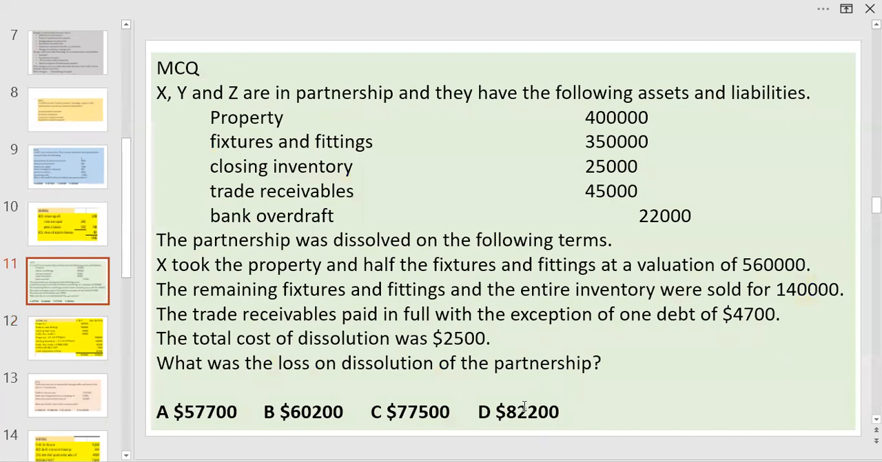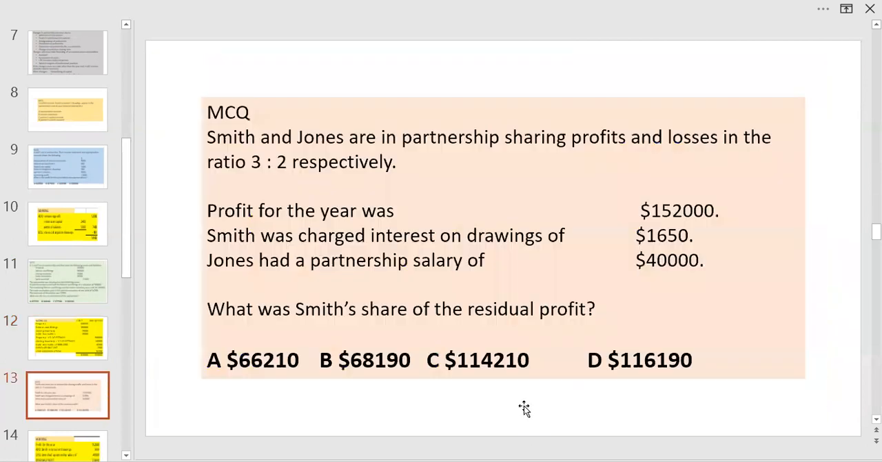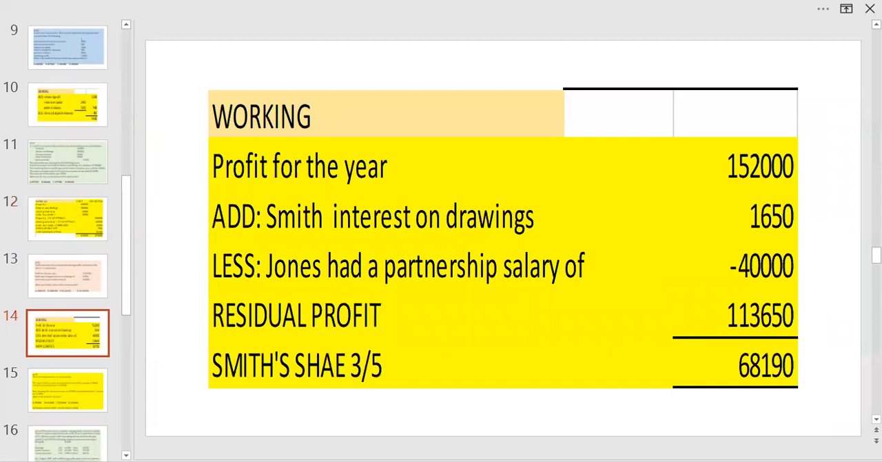Next question: Smith and Jones are in partnership and their profit sharing ratio is given. Profit before apportionment is given. Apportionment details are also given. Interest on drawings is added. Salaries to a partner are deducted. Therefore, the residual profit is 113,650. Three-fifths of that belongs to Smith, which is 68,109. The answer is B.